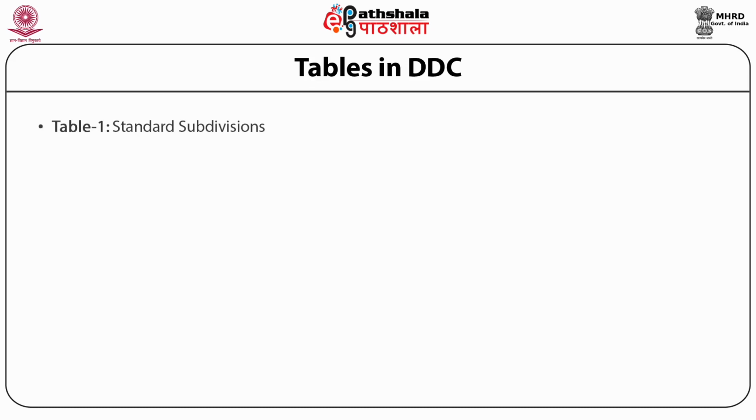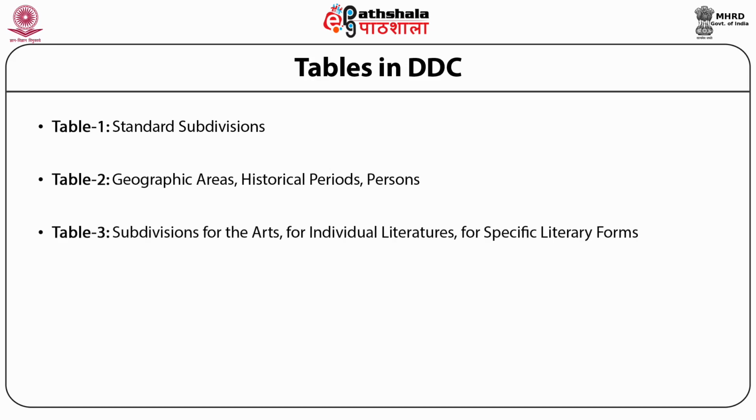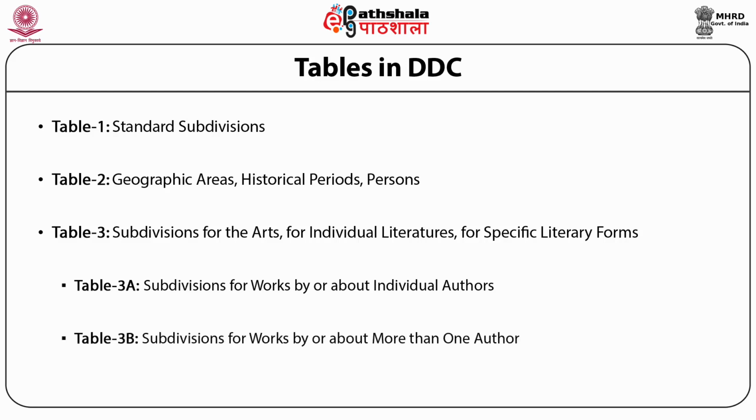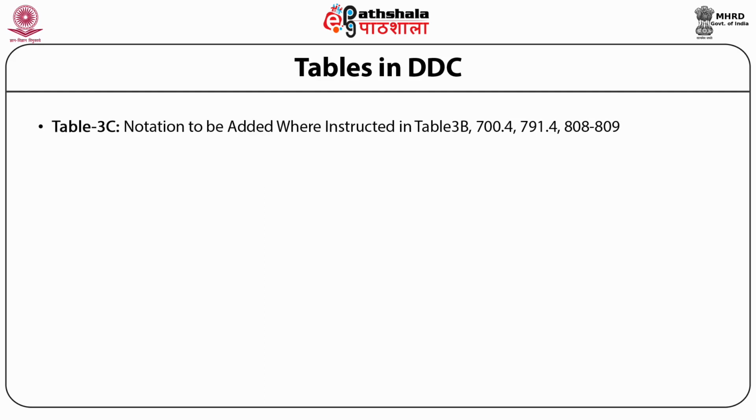These are Table 1, Standard Subdivision; Table 2, Geographic Area, Historical Periods, Persons; Table 3, Subdivisions for the arts, for individual literatures, and for specific literary forms. Under this, there are further 3 tables. These are Table 3A, Subdivision for works for or by an individual author; Table 3B, Subdivisions for works by or about more than one author; Table 3C, notation to be added where instructed in Table 3B.